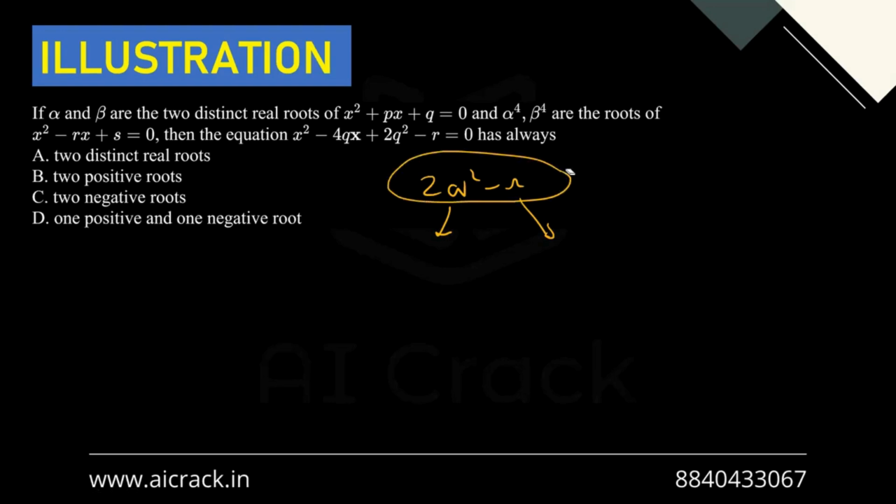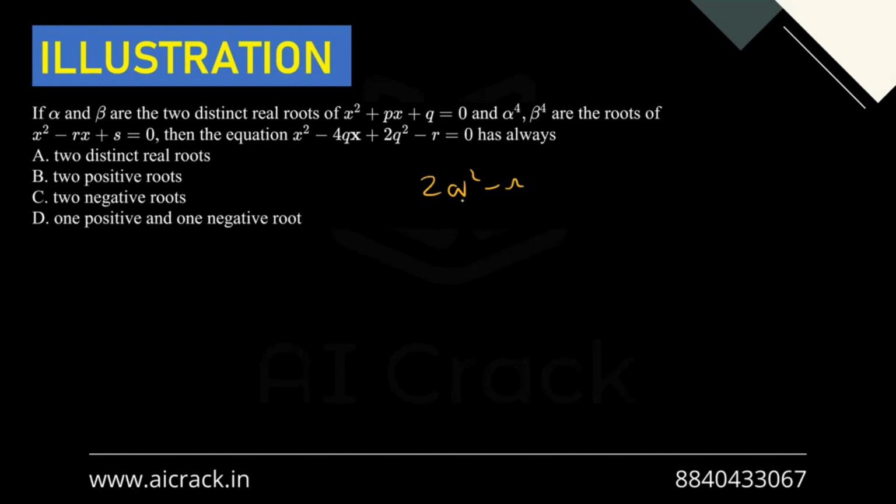We cannot say for sure whether 2q² - r is positive or negative, right? Because unless there's a positive sign over here, we cannot say for sure, since we have a negative sign over here and we have to find out the relation between them to make a conclusion. Okay. Now, once we have done that, we have to find out the relation between them.